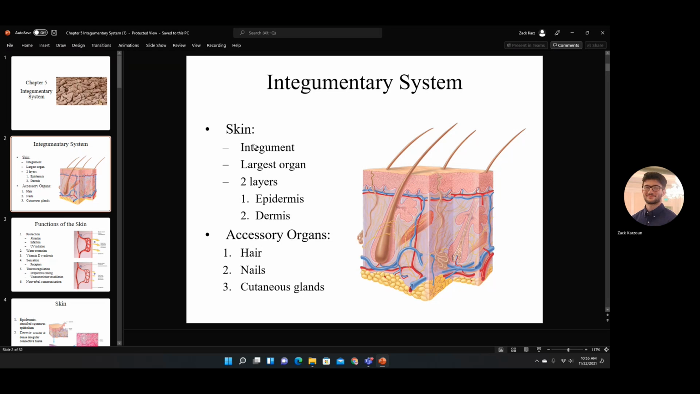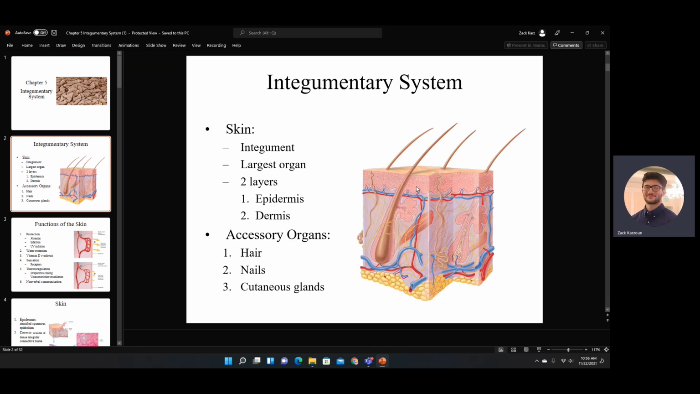That's why it's called the largest organ, because it's also a functional unit. It does work for us, right? Which we will discuss in later slides. It's composed of two layers. I would say two main layers, but we kind of consider them three.